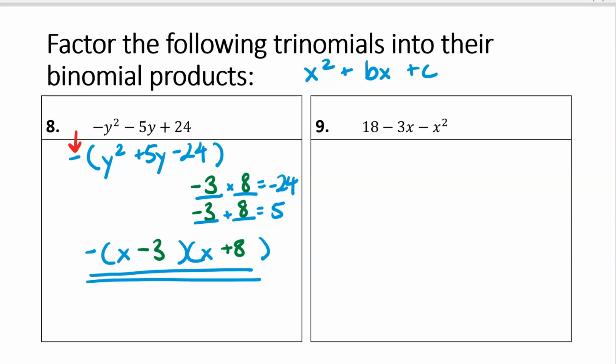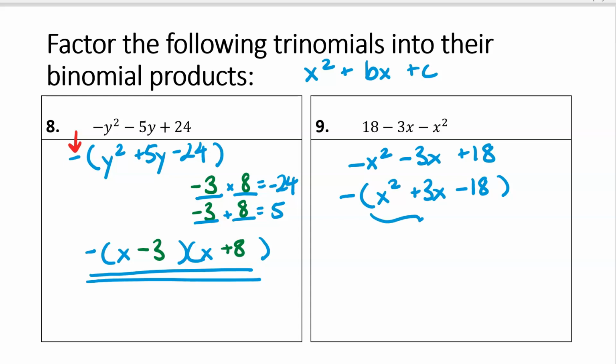Okay, looking at example 9 now. Again, we want to write this in the form that we're used to. So let's start by rearranging the numbers. You have a -x squared there, a -3x, and a positive 18. Now we don't like that negative in front of the x squared, so we'll factor it out. Factor out a -1, and then in brackets, you'll have -1 times x squared is -x squared. -1 times a positive 3x is a -3x. -1 times a -18 is a positive 18.